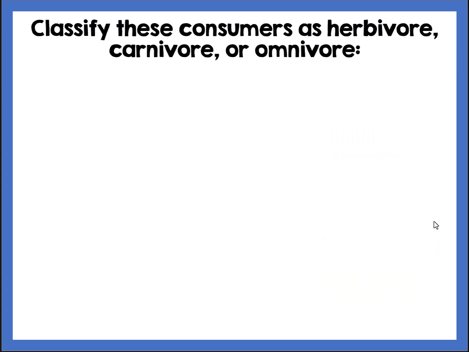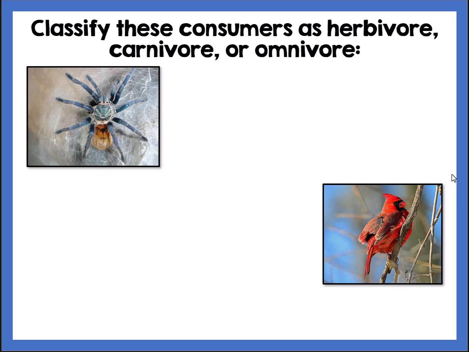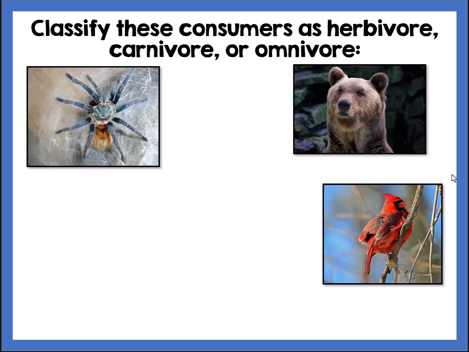So now it's time to do a little practice. Classify these consumers, so these are heterotrophs, as herbivore, carnivore, or omnivore. Starting with a cardinal. Cardinals eat seeds as well as insects and larvae, so they would be an omnivore. Spiders catch insects, so they are eating meat. That's going to be a carnivore. Bears can eat both meat and plants, berries and seeds and things like that. So they are going to be an omnivore.